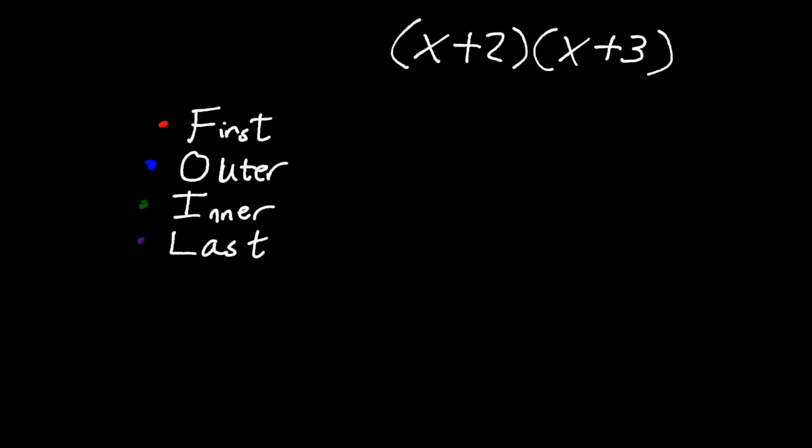So we have our FOIL acronym out here to help us remember: first, outer, inner, last. So let's start with our first terms. Remember, those are the first numbers in each of the parentheses. So that'll be x times x. Now x times x is x squared. Then we have our outer numbers, and that's the first in the first parentheses and the last in the last parentheses. So that'll be x times 3, which is 3x.